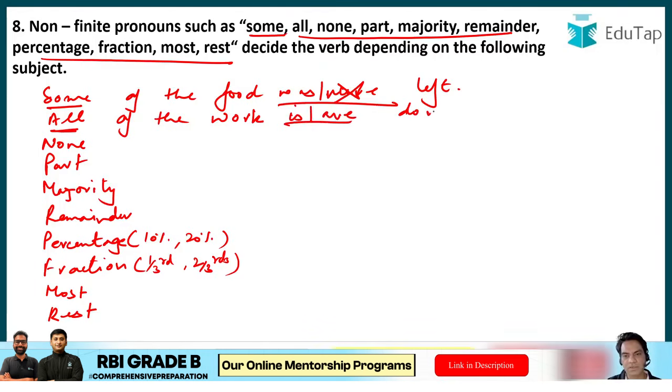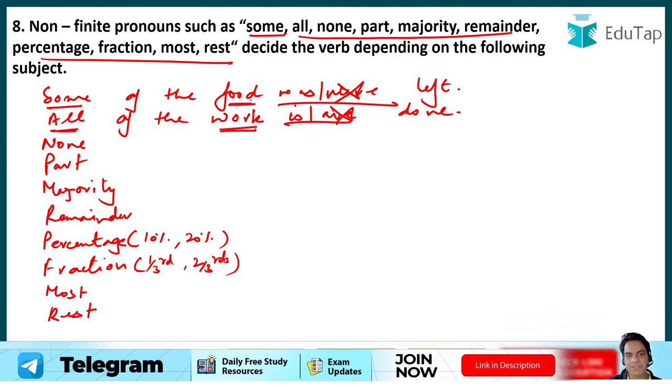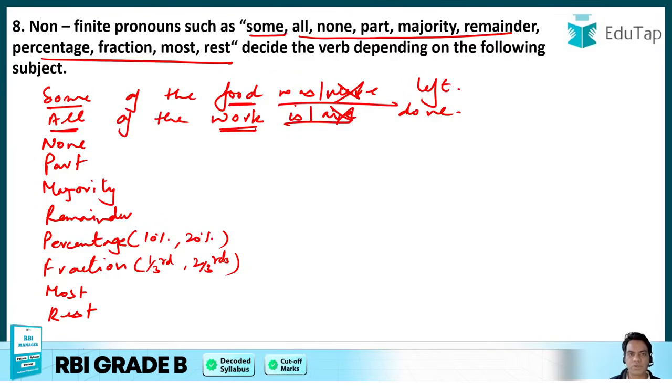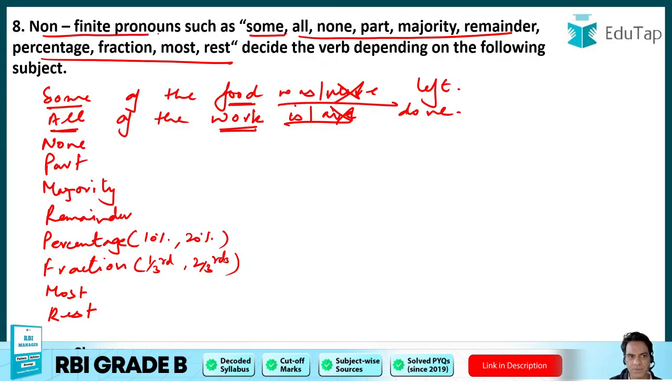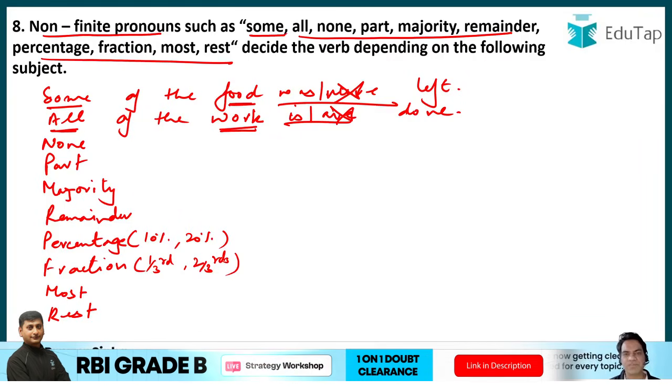All of the work is done. Now, why? Because the noun which is used after these words is singular. So these words are non-finite pronouns. Why do we call them non-finite? Because they cannot decide if they are singular or if they are plural. They have to depend on the noun for which they are used.